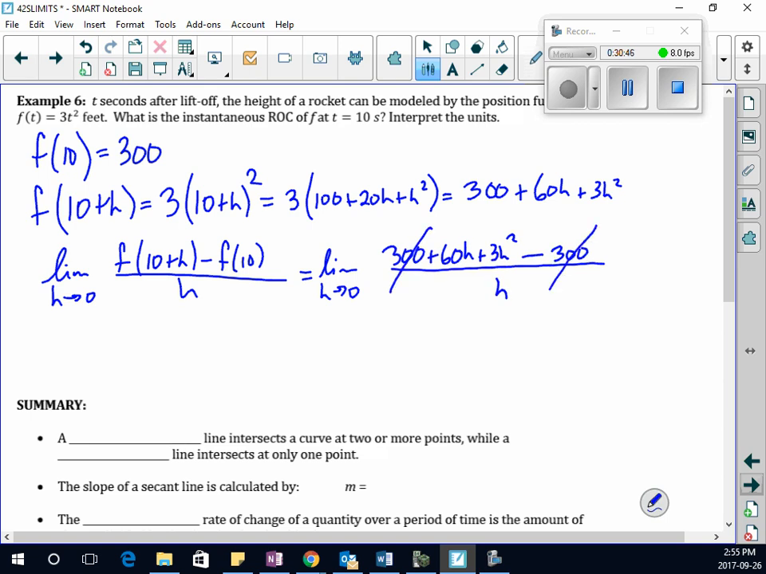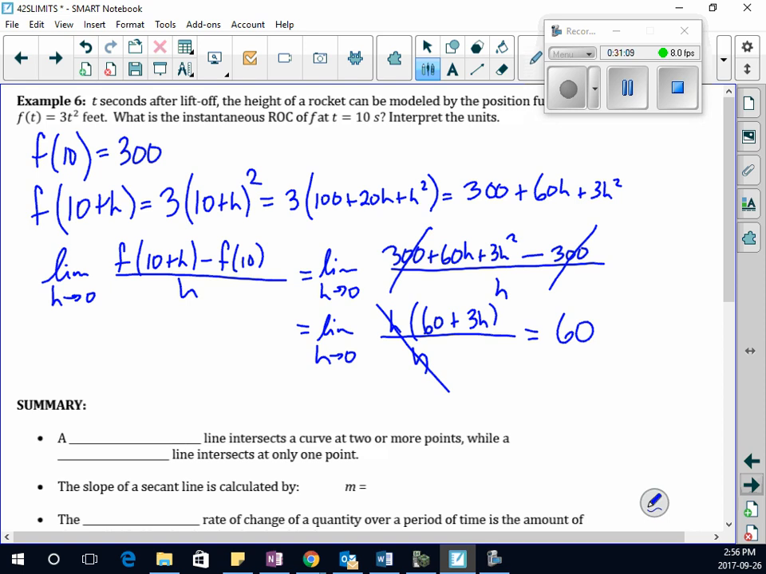This is what's going to happen every single time. So the limit as h goes to 0 of h times the bracket 60 plus 3h, divided by h. Do you see the h's cancel? And we're going to sub the 0 in for h, and what do we get? We get 60. And what does that mean?